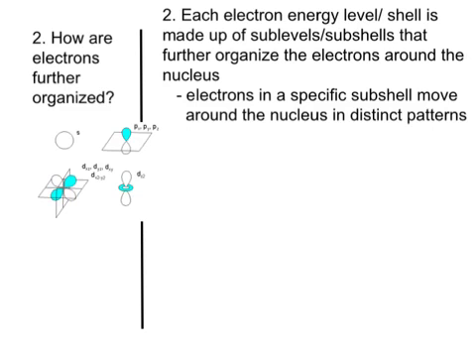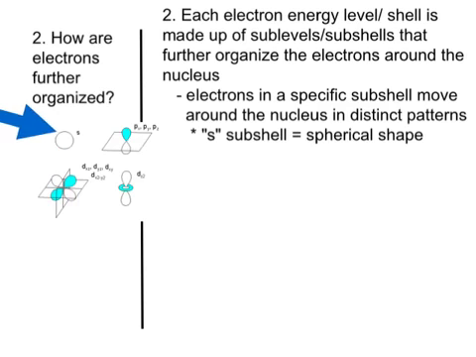around the nucleus. So, for example, the S subshell, which is right here, is a spherical shaped subshell. So here we're going to write down that the S subshell is going to be spherical shape. So it's going to be like a circle pattern, in a 3D circle pattern or sphere is how those electrons travel around the nucleus in that subshell.